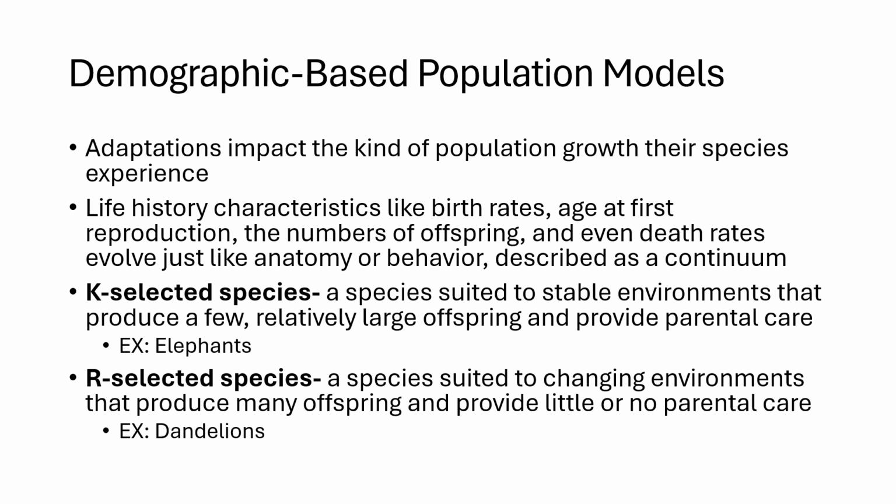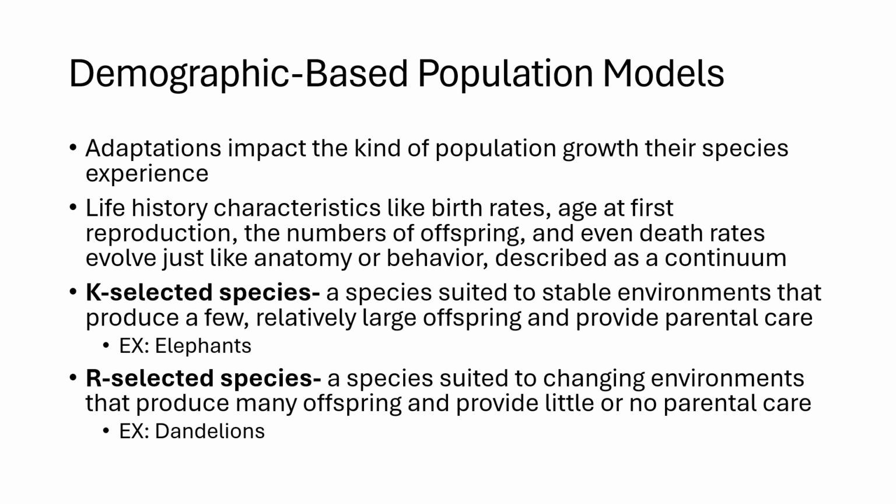And we're existing across a continuum then of all the species. So K-selected species have been pushed towards stable environments, relatively large offspring, and parental care. So they're actually nurturing their offspring possibly for long periods of time, many years. An example of that would be elephants.